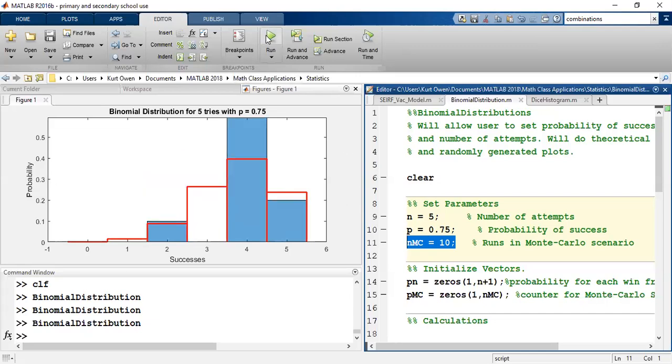So let me just keep clicking. Oh, that was a very good set for him. And if we keep going, we can see how erratic this is when we only do it 10 times.